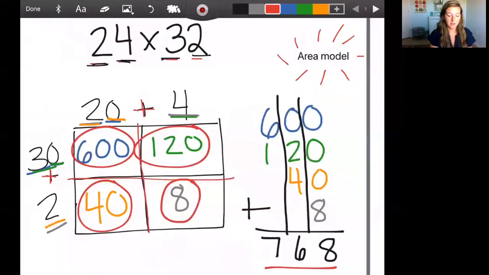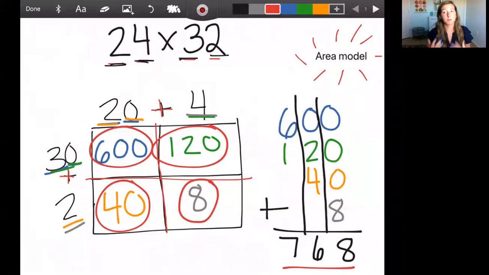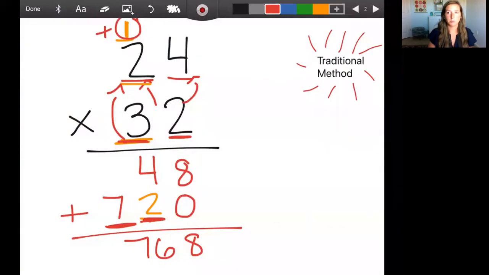First of all, to teach how to do the area model, because I do think it can be really helpful for some kids. And because of state testing, a lot of states are required to teach it this way. But also to show you the relationship between the two.